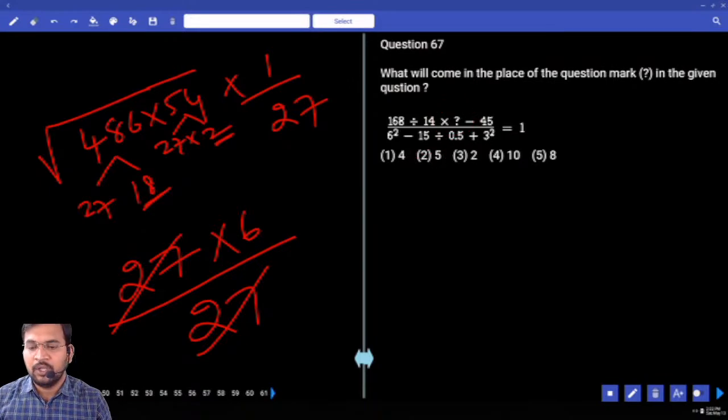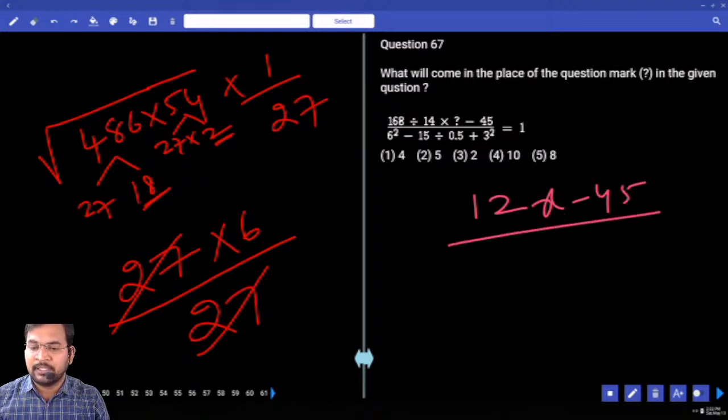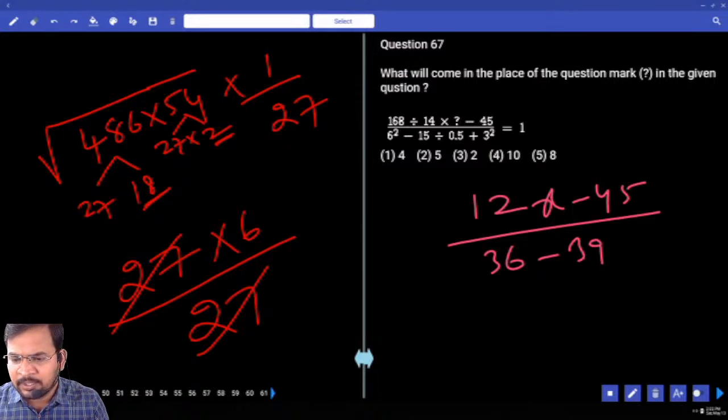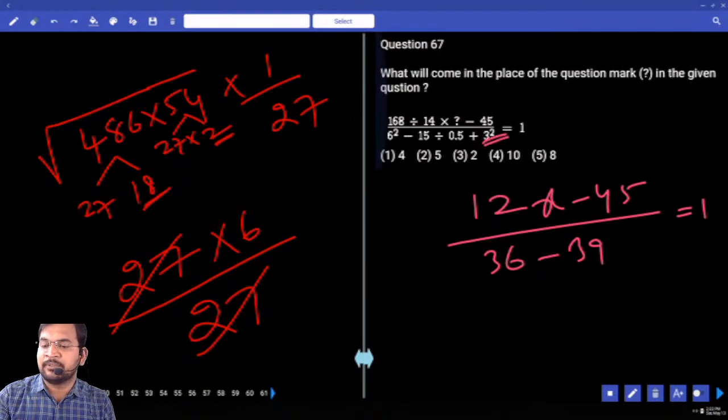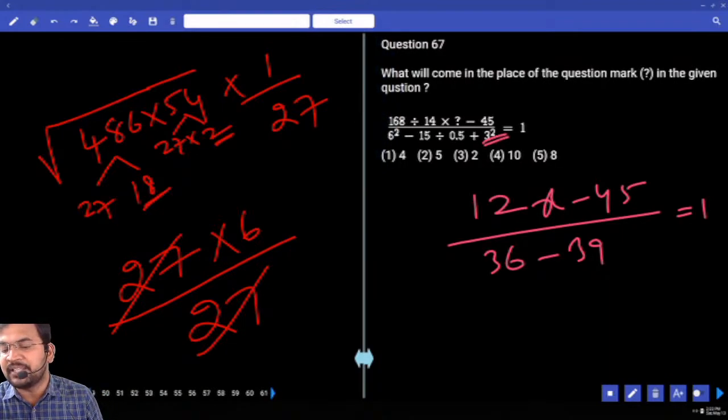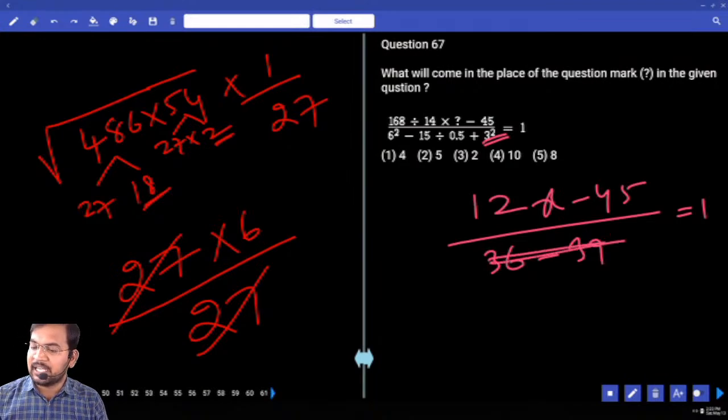Next. 14 how many times? 168, 12 times. 12x minus 45 by 6 square is nothing but 36. 15 by 0.5, 150 by 5, is 30. Plus 9 is 39. Yes or not? Is equal to 1. 3 square is 9. 15 by 0.5 is nothing but 30 only. 30 plus 9 is 39. Minus 36. Minus 3 was there, right? Minus 3 comes to that side.